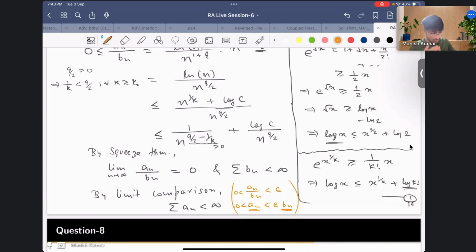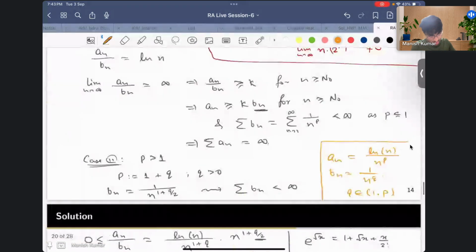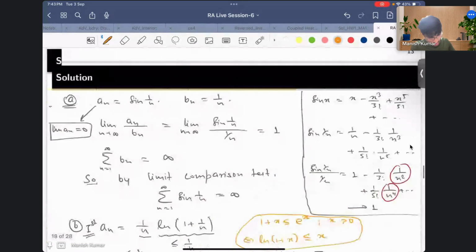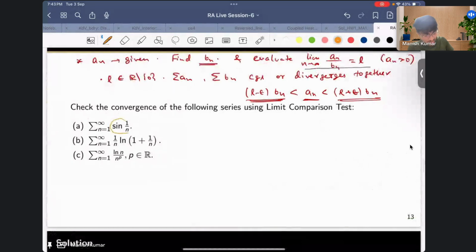I think here I didn't mention that sine 1 by n is also a positive thing, because it's very close to... the sine graph is like this, so sine 1 is somewhere here. Sine 1 by n is always in this region, so sine is always positive, so this an is always positive.